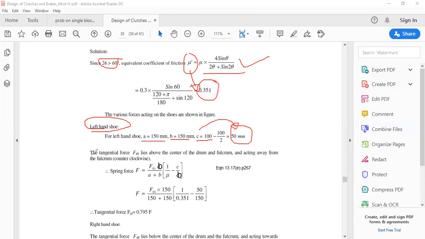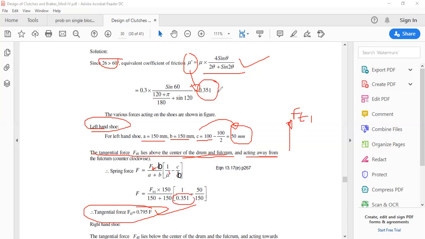Now use the equation. The tangential force ft lies above the center of the drum and fulcrum point, and acts away from the fulcrum pin. This is the condition we have to use. So this is tangential force ft1, and by using this relation the value of ft1 is 0.795 into f, where the value of mu is mu dash.